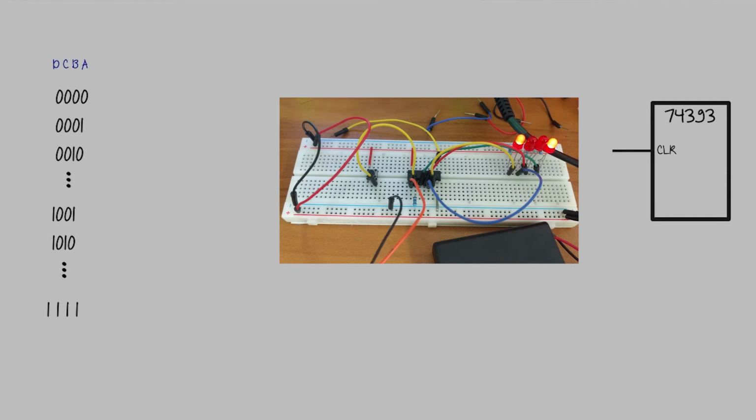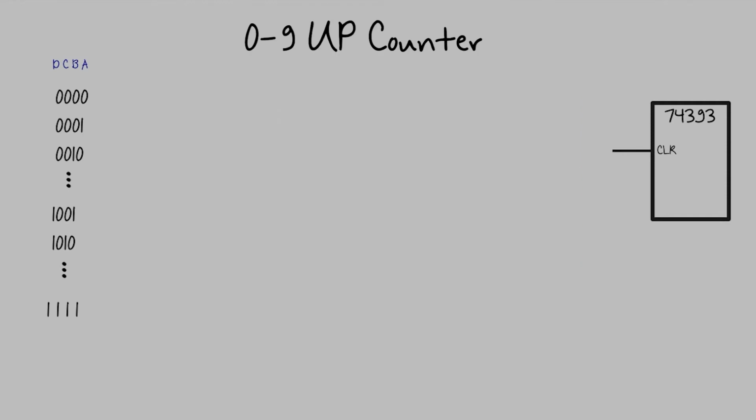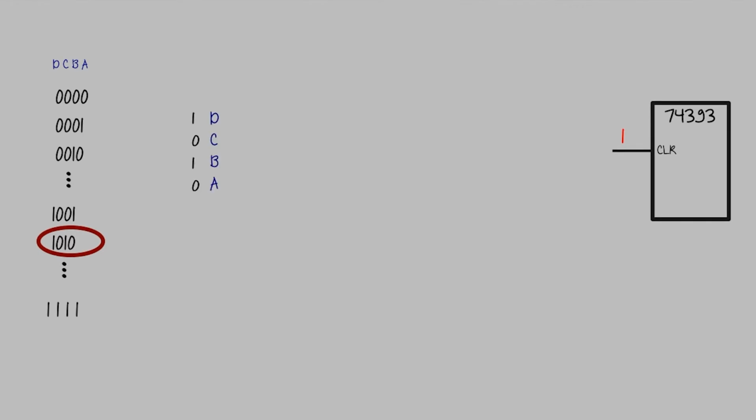And since we want to design a 0 to 9 up counter, we want to reset the counter right after the number 9 is displayed, in this case number 10. In other words, we want to send a high pulse to the clear pin of the 393 whenever the binary 1010 is present. So what logic gate or gates can we use to achieve this?